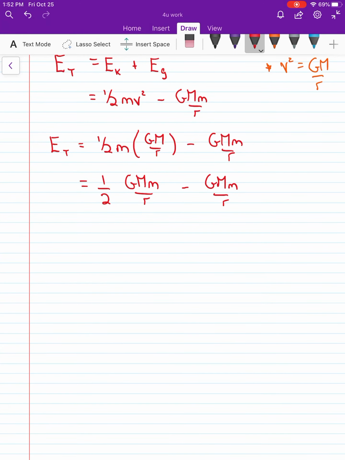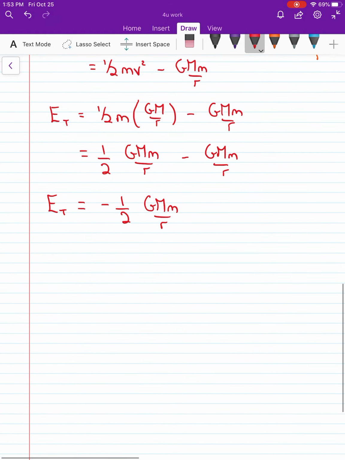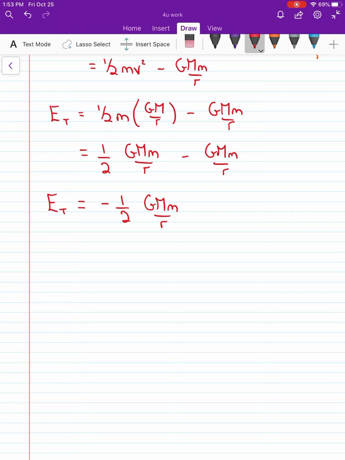That one we can clean up. We have 1/2 GMm over r minus a full GMm over r. That ends up being negative 1/2 GMm over r. This is an equation that's in terms of the r value that was given, or that we figured out from the height given in the question, so we can just plug in our constants and crunch it out.